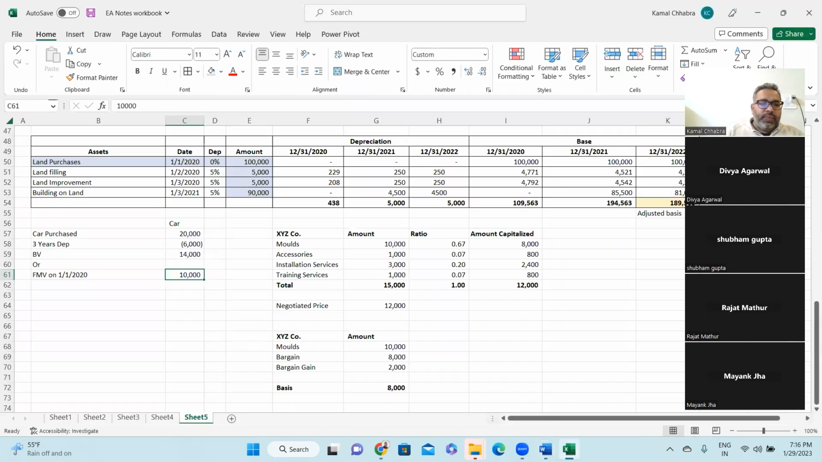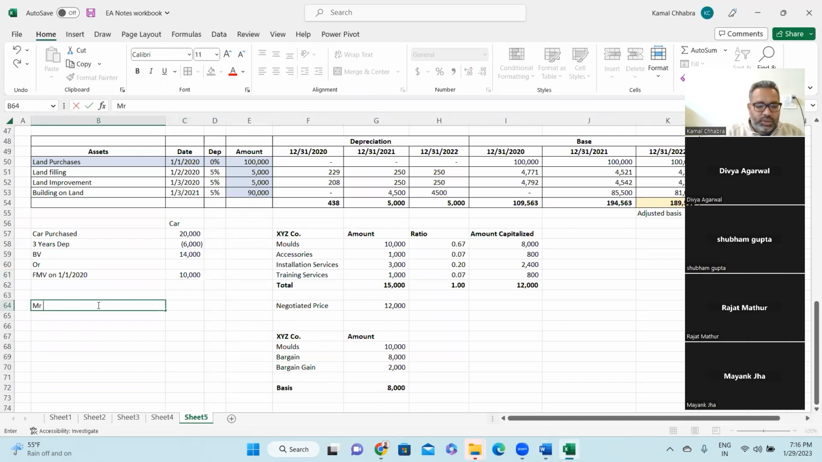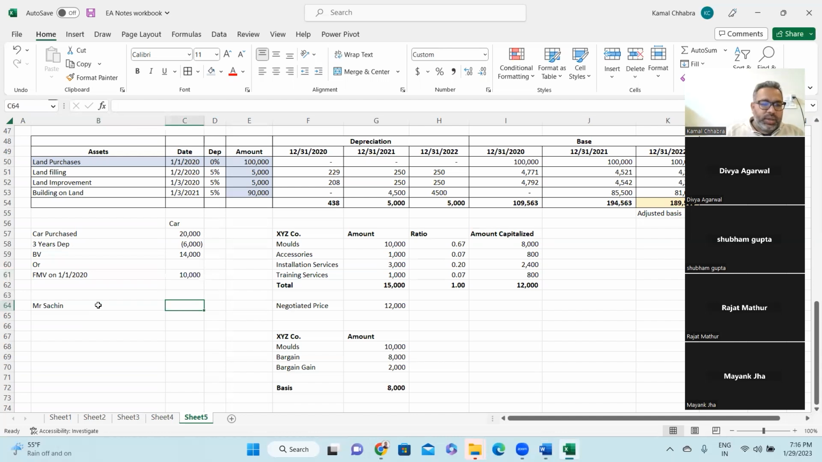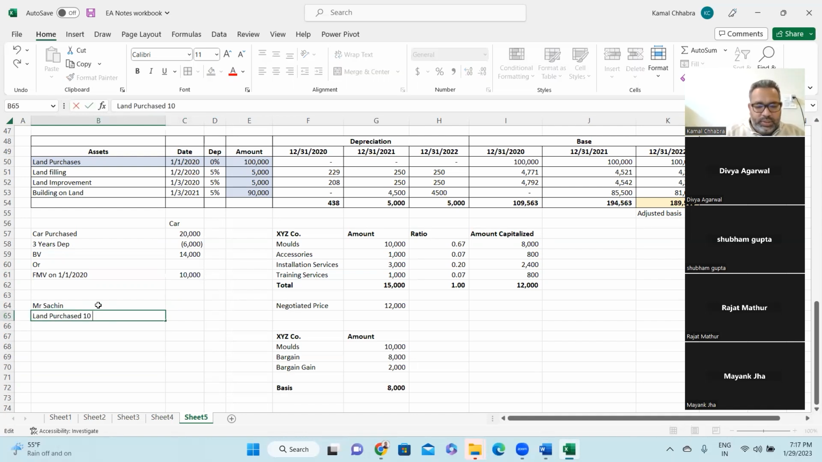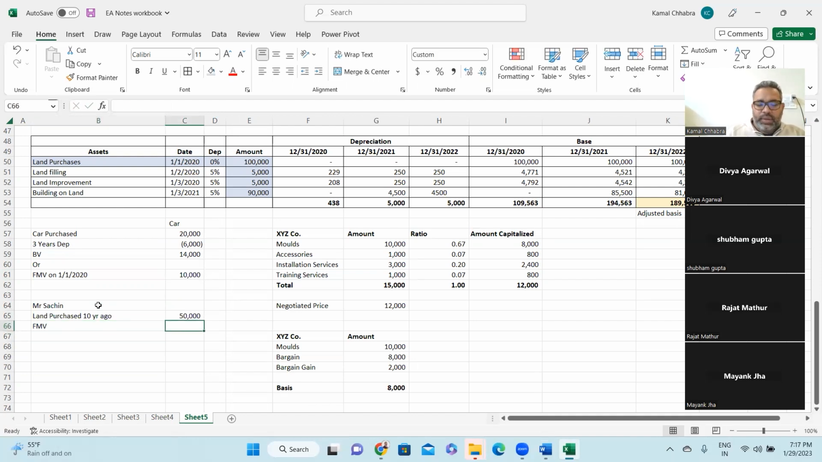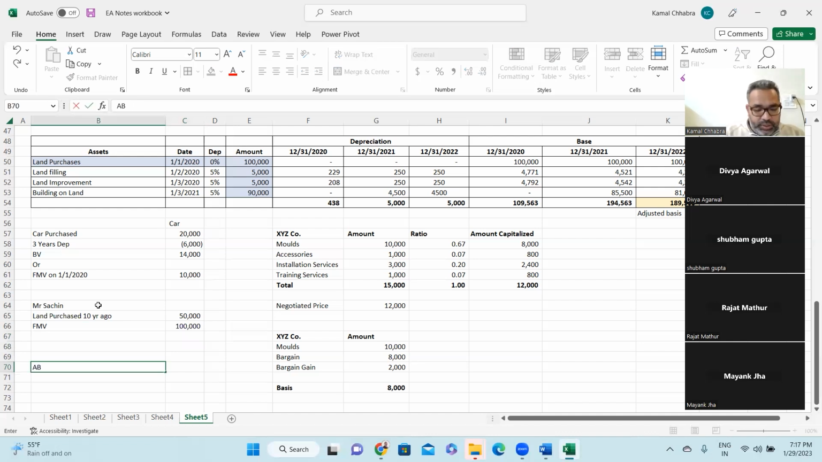Let's do an example for this. For example, let's assume Mr. Sachin has a piece of land purchased, let's say 10 years ago, for $50,000. And now the fair market value of that is, let's say, $100,000. And this property they have given in exchange of shares of ABC Co. Let's say 1,000 shares of $100 each.